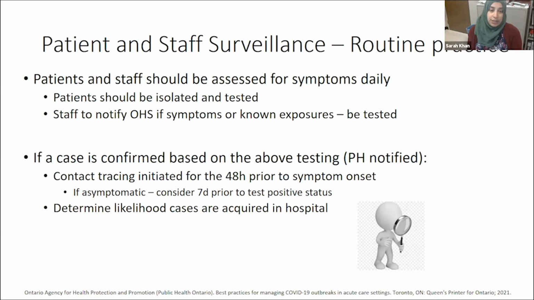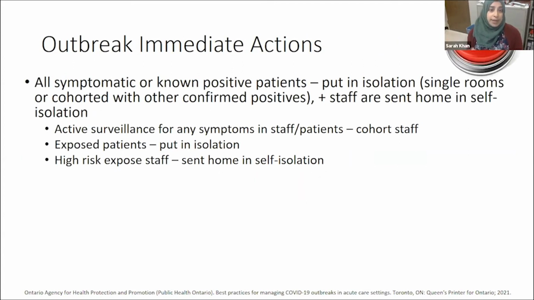And then the other challenge is trying to understand, was this acquired in hospital, or is there another epi-link that can confirm where this case came from? So what we do when an outbreak is thought to have occurred is that all symptomatic or known positive patients are put in isolation. Ideally in single rooms, but in some of our older hospitals, that's not possible. We have 2 and 4 bedrooms from time to time. Or you can alternatively cohort them with other confirmed positives, because then you're not putting more people at risk.